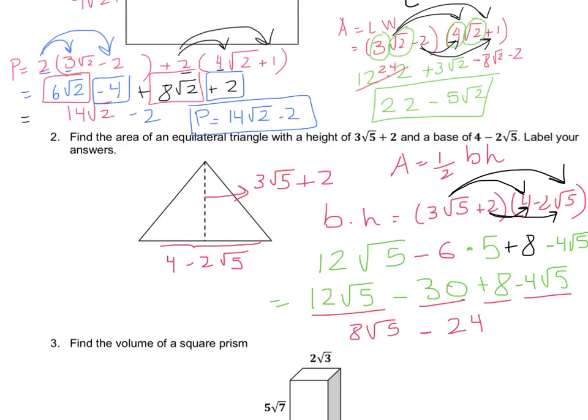I'm trying to erase, but I don't think I'll be able to do that. It's going to erase everything, so let me just cross that and write negative 22. So the final answer would be 8 radical 5 minus 22.